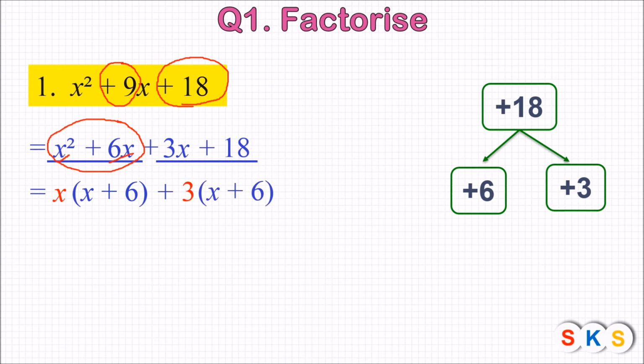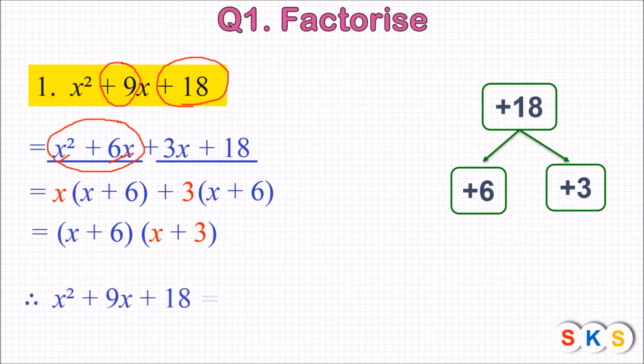So what we will get in the bracket is x plus 6. Now what is common in these two groups? x plus 6. You can see that x plus 6 is common in both, so we will write that first. And what is left other than x plus 6? x plus 3. So the factor of x square plus 9x plus 18 is x plus 6 into x plus 3.